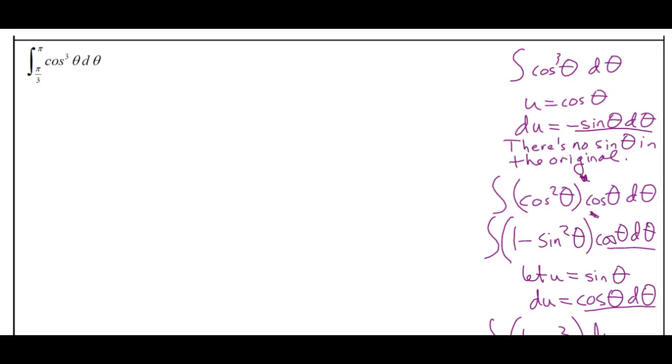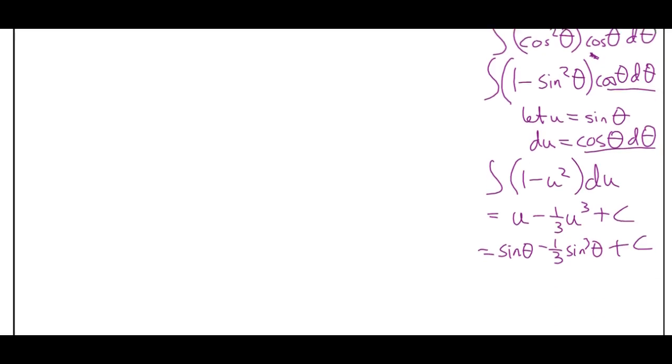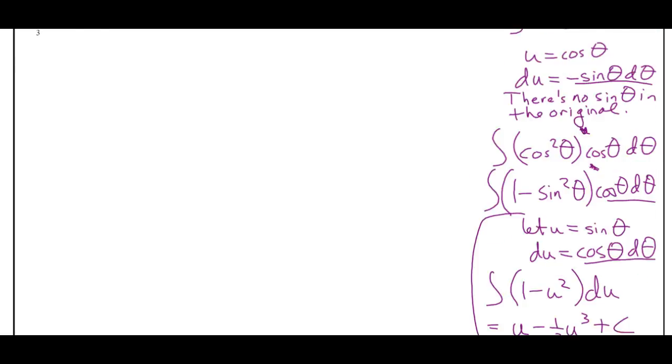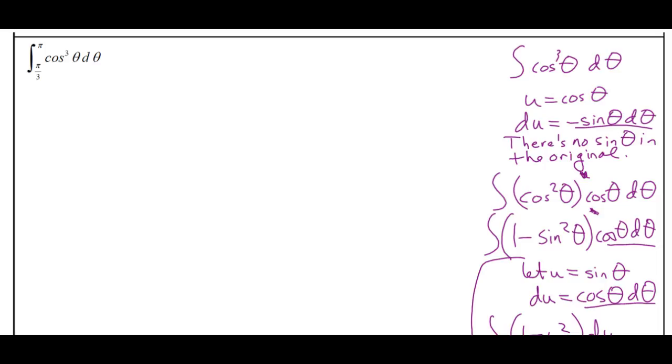So for the definite integral, we're going to do this part here, and we're not going to do this part here, because what we're going to do is just figure out for u. Now that we know how to do the indefinite one, how do we do this problem, which is a definite integral? We start by rewriting it: the definite integral from pi over 3 to pi of cos squared theta cos theta d theta.